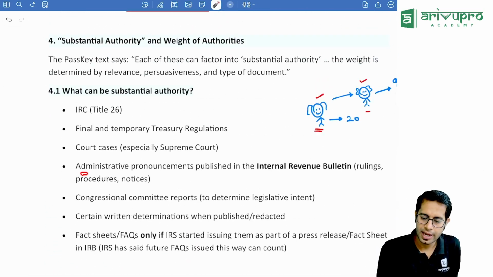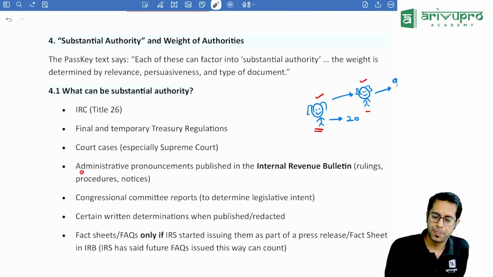Next point, sir. IRS administrative pronouncement. Courts will come to that point.